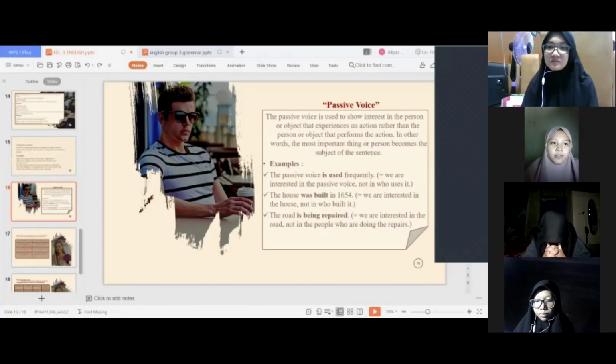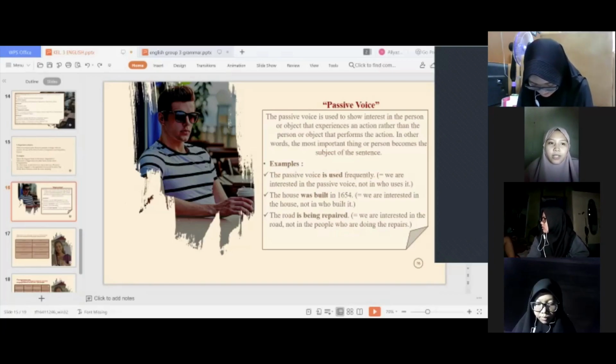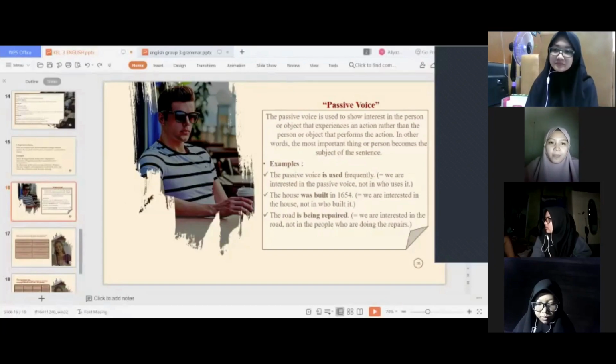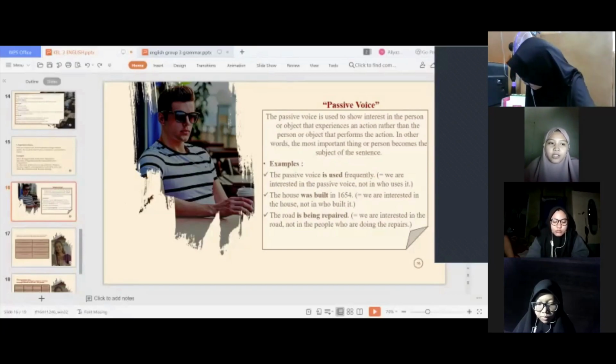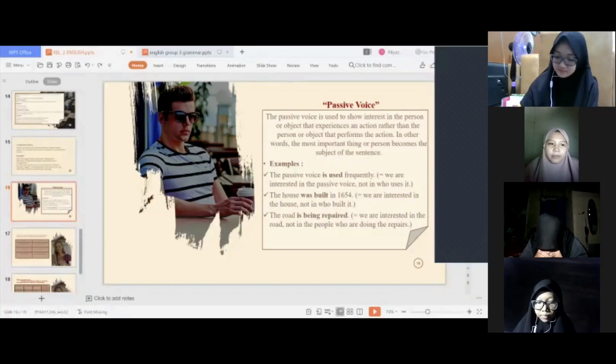The passive voice is used to show interest in the person or object that receives an action rather than the person or object that performs the action. In other words, the most important thing or person becomes the subject of the sentence. Example, the passive voice is asked frequently. We are interested in the passive voice, not in who asks it. Jadi kami tertarik dengan kalimat pasif, bukan siapa yang menggunakannya.